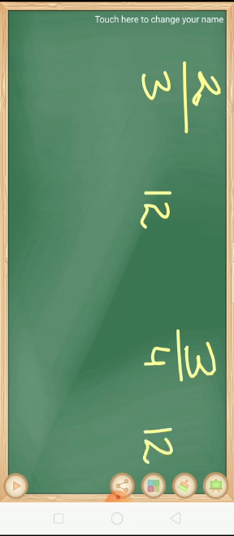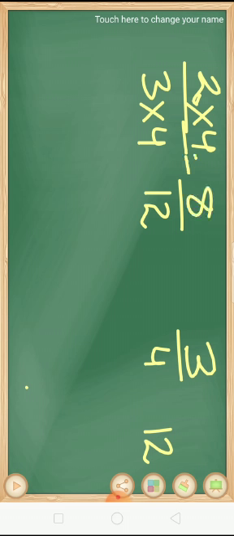Now by which number will I multiply 3 to make it 12? It is 4. And if I am multiplying the denominator with 4, I have to multiply the numerator with 4 also. So 2 fours are 8, so I will get 8 by 12. And again here also I have to make the denominator 12. So here I will multiply it with 3 and also the numerator with 3. So I will get 9 by 12.